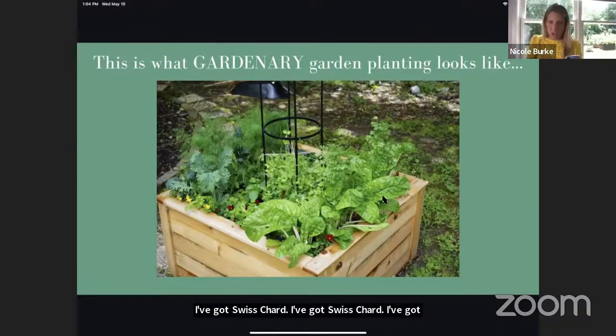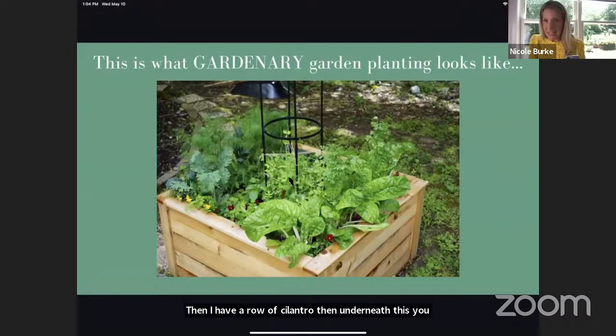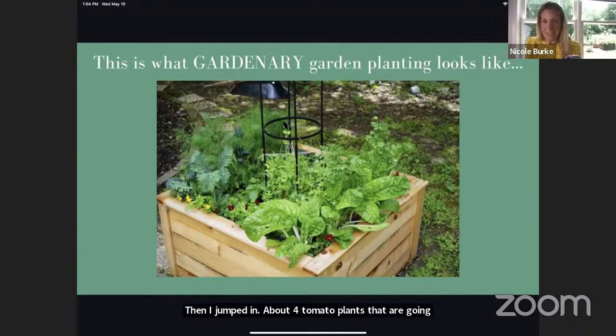Then I have this row of Swiss chard that needs to be harvested. Then I have a row of cilantro. Underneath this, you can't necessarily see it from this angle, but there are about 70 lettuce plants. Then I tucked in peppers in all of the corners just recently after we passed last frost. So there are about 8 peppers in here. Then I just tucked in about 4 tomato plants that are going to grow up this arch trellis. In the center, these are all sugar snap peas. So there are about 45 sugar snap peas growing up this trellis right through the center.